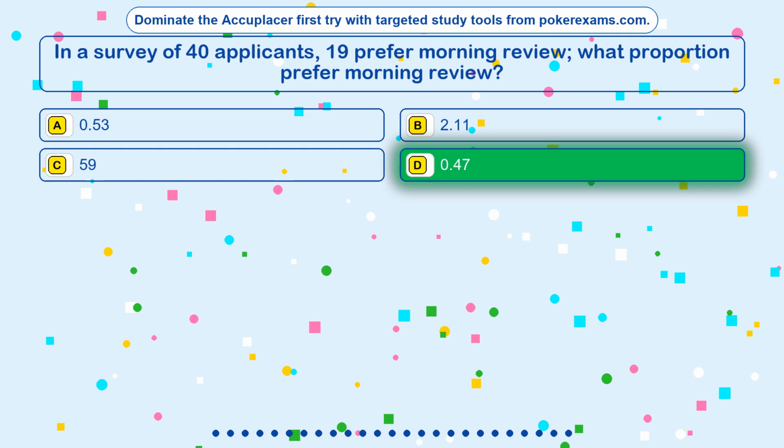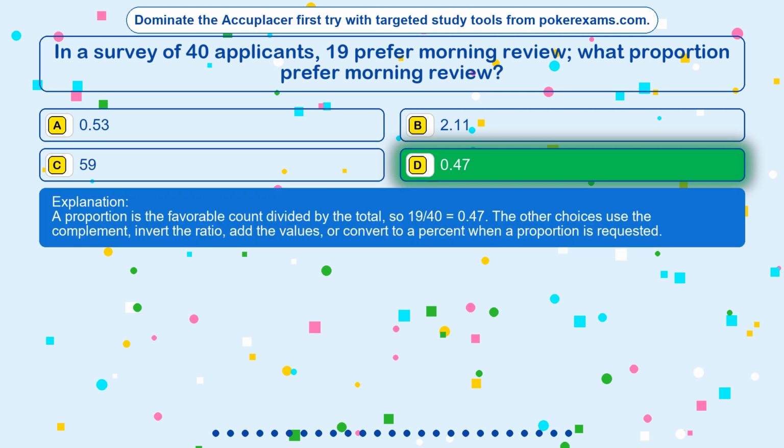The correct answer is option D, 0.47. A proportion is the favorable count divided by the total, so 19/40 equals 0.47. The other choices use the complement, invert the ratio, add the values, or convert to a percent when a proportion is requested.